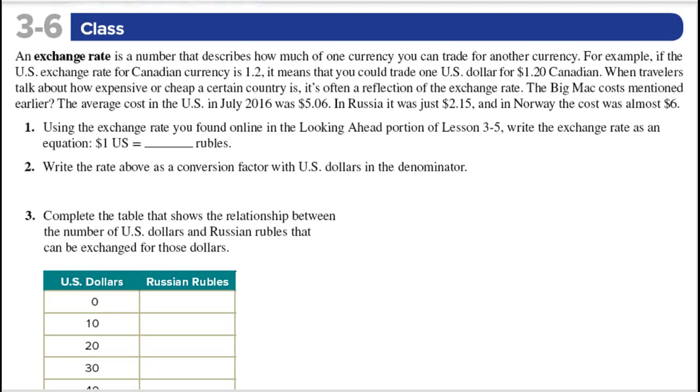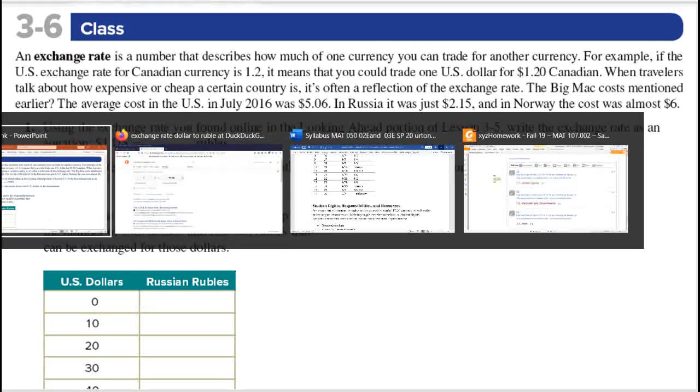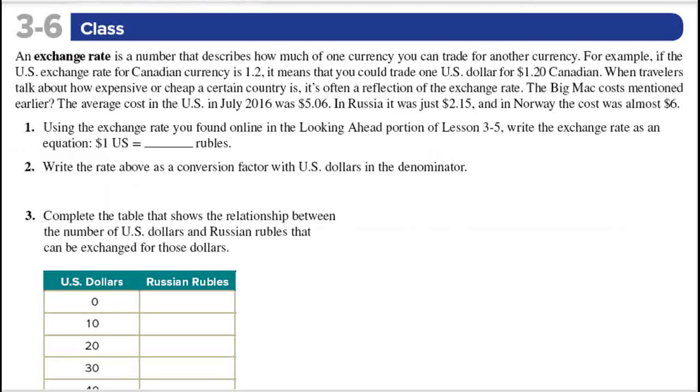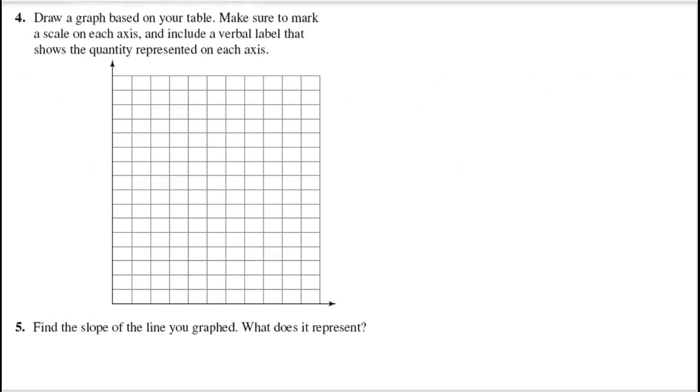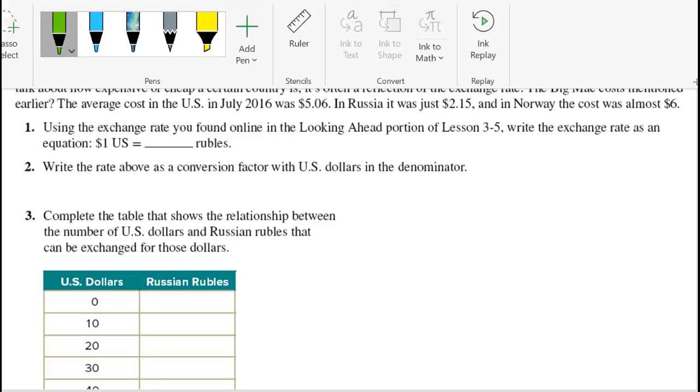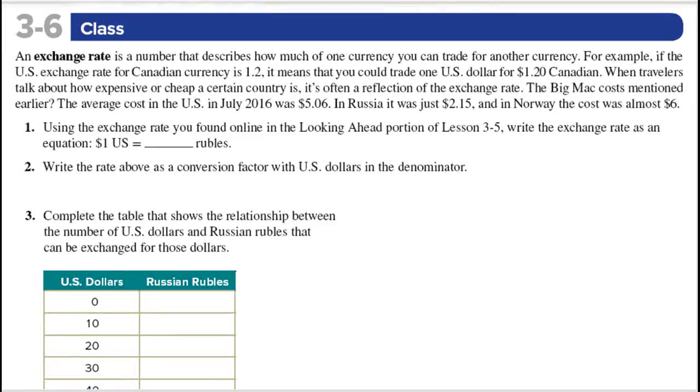So dollars to rubles, I look that up, and I get $1 equals 75.18 rubles. You probably get something slightly different when you do it. So I will go ahead and put in 75.18. Go ahead and do question 2. Restart the video when you're done.